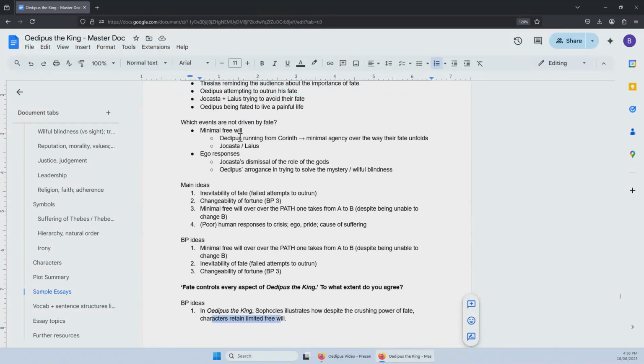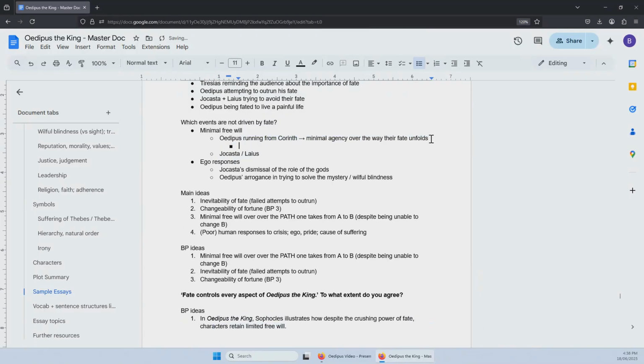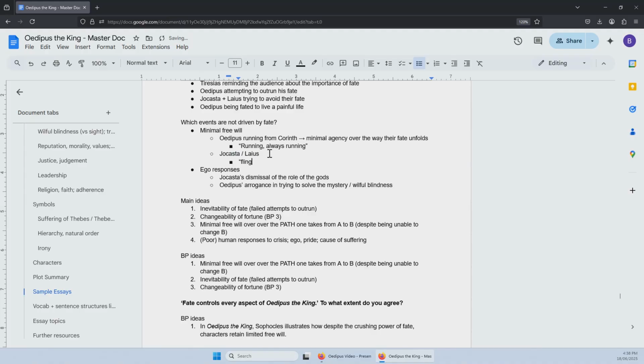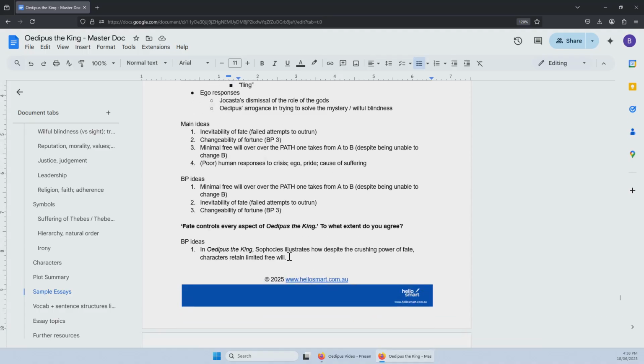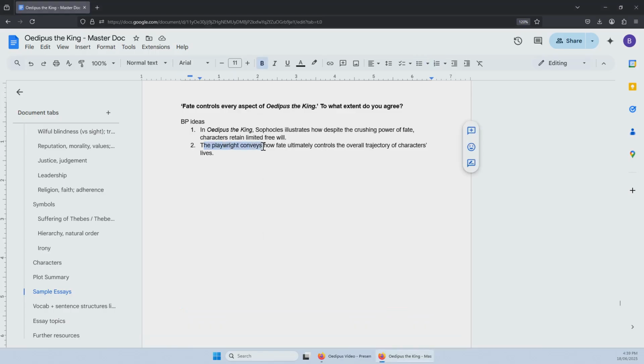And we would give all these examples here about Oedipus choosing to run from Corinth, so that quote about how I was running, always running, and Jocasta and Laius's attempts to fling their baby away by giving it to a henchman. You can put the full quote if you want. Okay, and then for body paragraph 2, we would do something like, the playwright conveys how fate ultimately controls the overall trajectory of characters' lives.